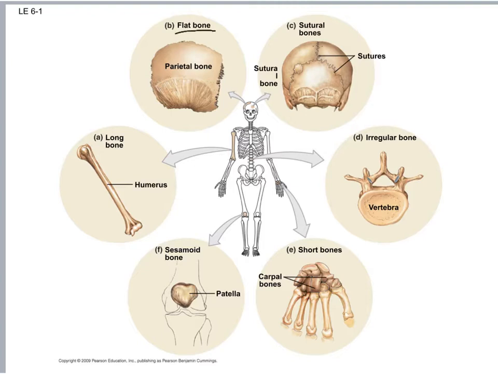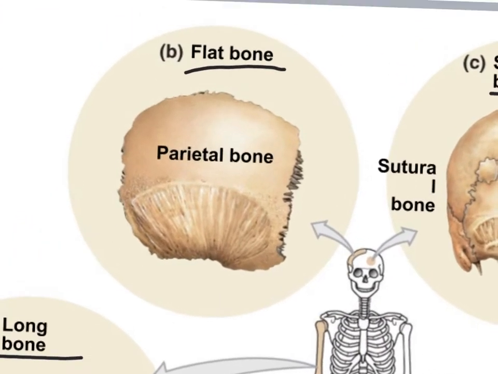We have flat bones, sutural bones, irregular bones, short bones, sesamoid bones, and long bones. So we're going to look at all of those, and you'd have to be able to describe those on the lecture exam. So first we'll look at this flat bone.